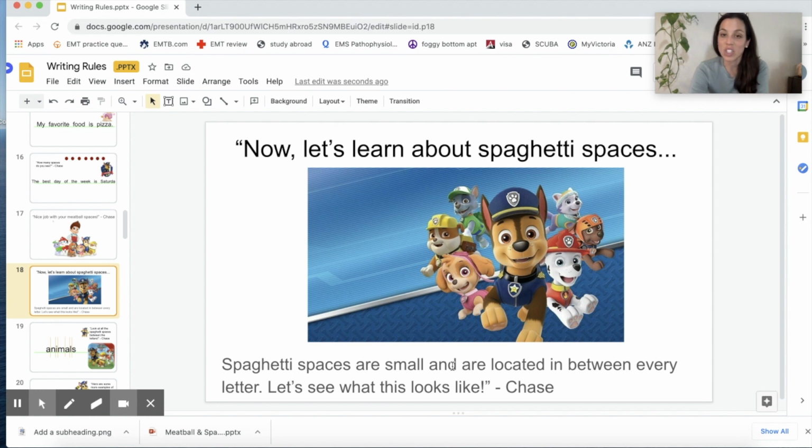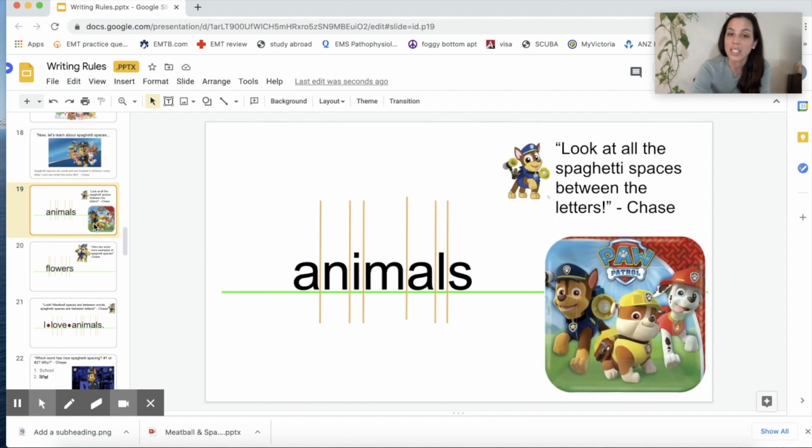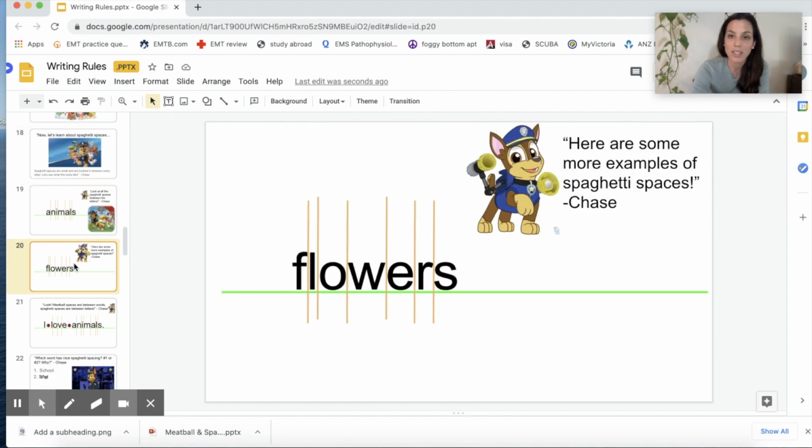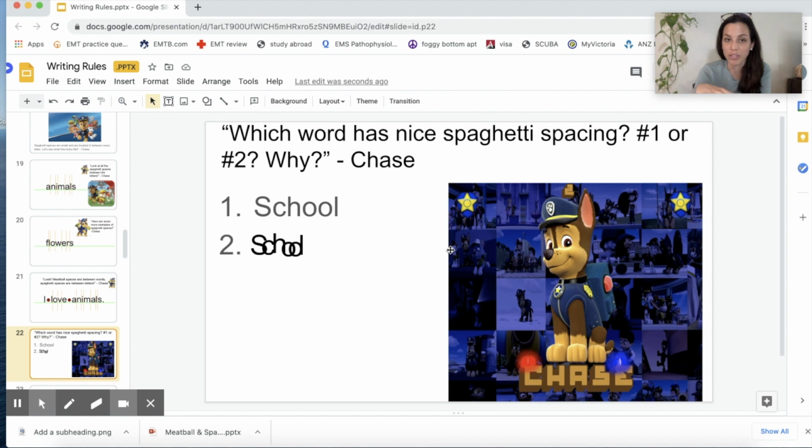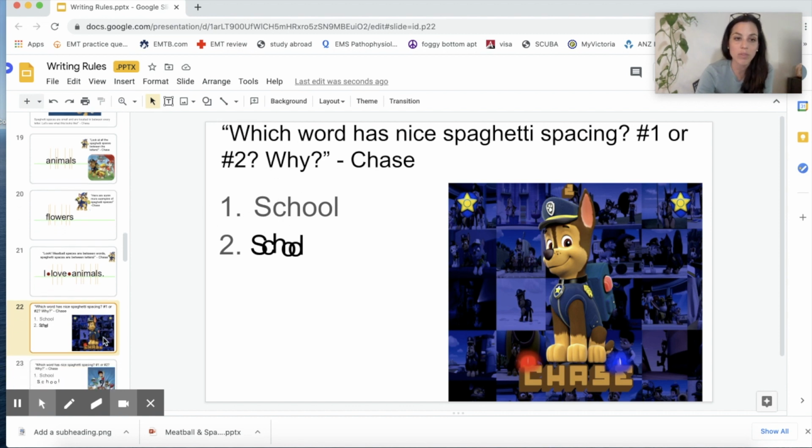And then next, Chase teaches us about spaghetti spacing. So he says spaghetti spaces are small and they're located between every letter. And he gives examples of spaghetti spaces. And then you're gonna ask your student, okay, which word, number 1 or number 2, has nice spaghetti spacing and why? So hopefully your student says number 1 because they understand the concept that our letters don't wanna be squished on top of each other.